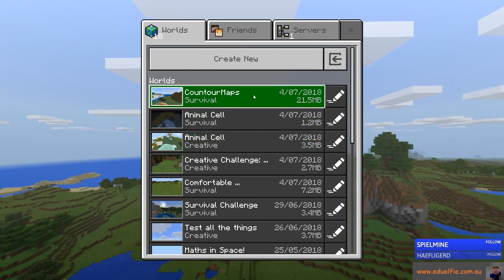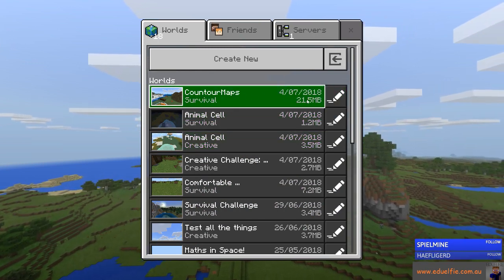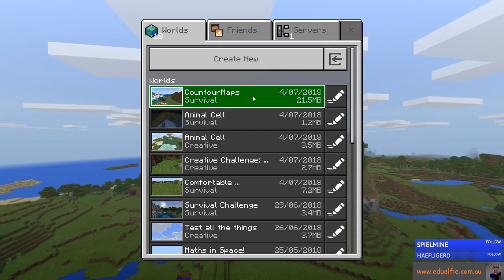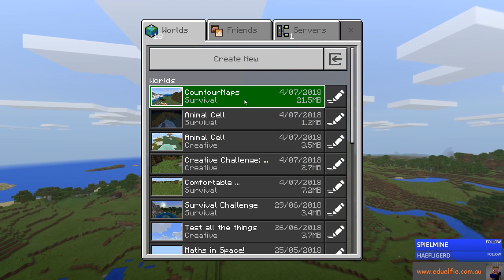I want to take that into MCEdit and clean it up because 21.5 meg is huge. I want to clean up around the island area there, so I might have to do that at some stage.